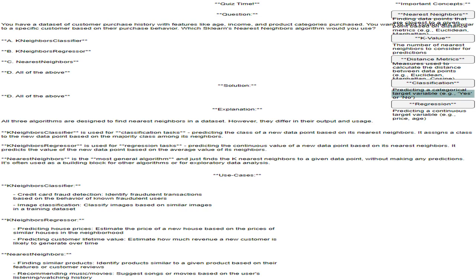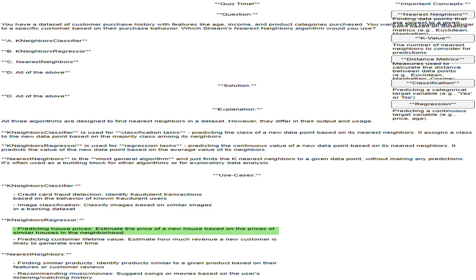Predicting a categorical target variable, e.g., yes or no. Credit card fraud detection: identify fraudulent transactions based on the behavior of known fraudulent users. Predicting a continuous target variable, e.g., price, age. Predicting house prices: estimate the price of a new house based on the prices of similar houses in the neighborhood.